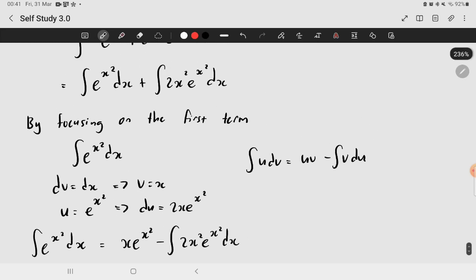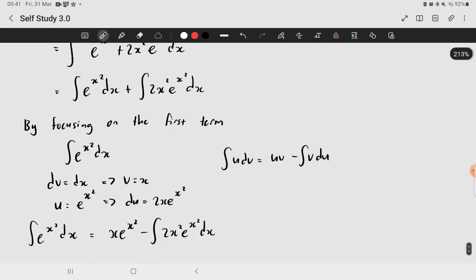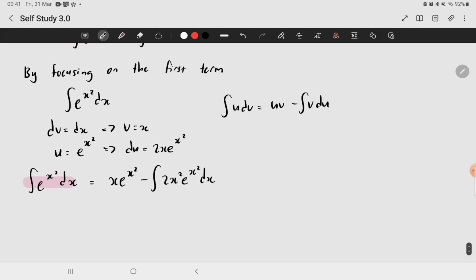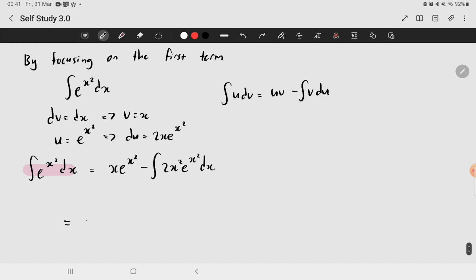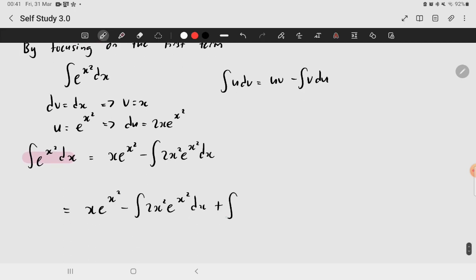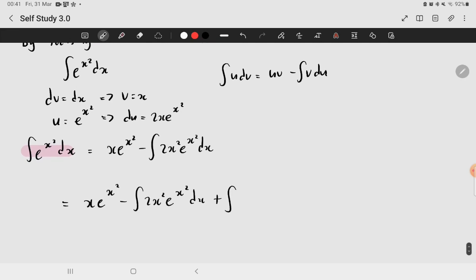Now let's go back to our previous lines. As you can see, this integral is similar to this integral we mentioned before. So the way we proceed is that we substitute the resulting integral into our previous line. Then we will have this result: x times e to the power of x^2 minus the integral of 2x^2 e to the power of x^2 dx, plus the integral of 2x^2 e to the power of x^2 dx.